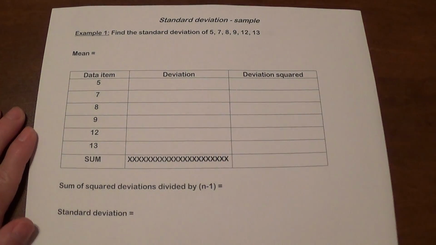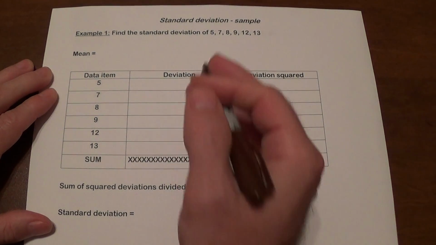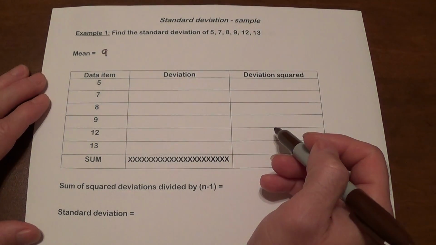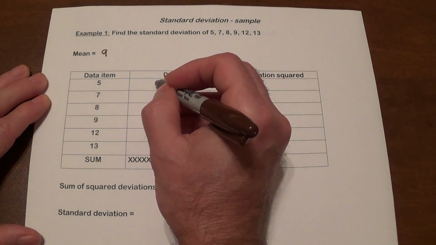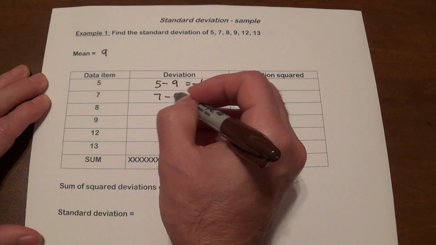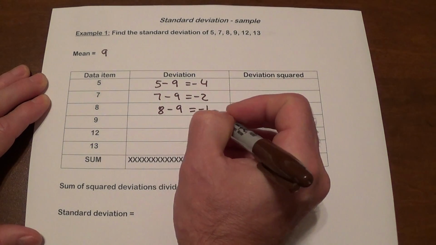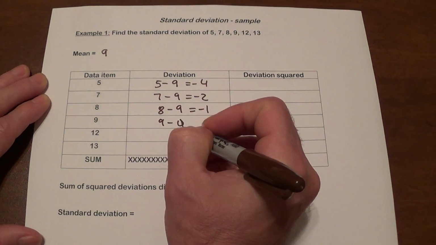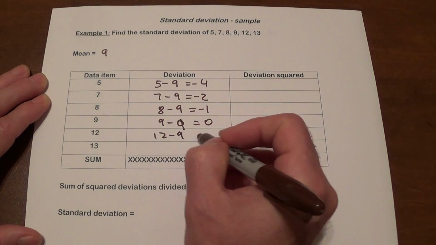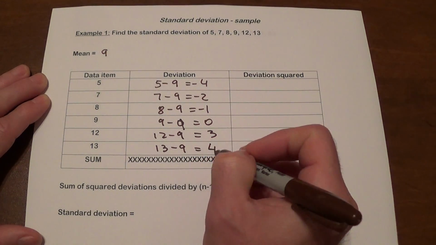So here's the set. Okay, I'm not going to go through the process of finding the mean. The mean for this set is going to be 9. We have these 6 items. So deviation is going to be 5 minus 9, which is negative 4. It's going to be 7 minus 9, which is negative 2. 8 minus 9, that's negative 1. 9 minus 9 going to give us 0. 12 minus 9 is going to give us 3. And 13 minus 9 is 4.